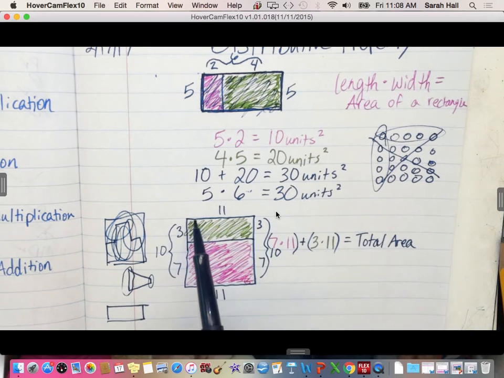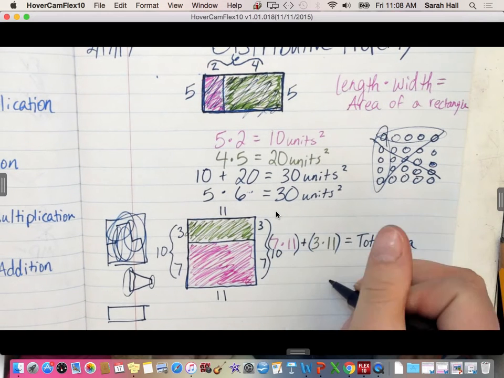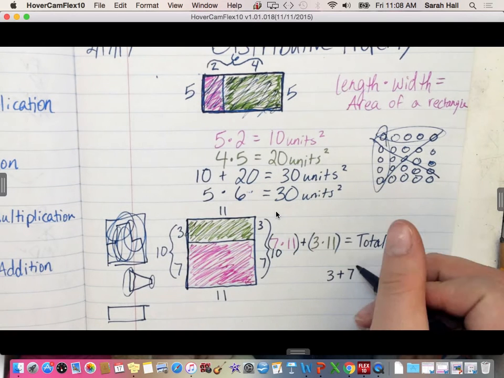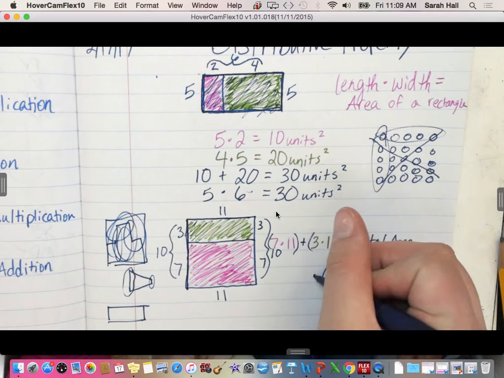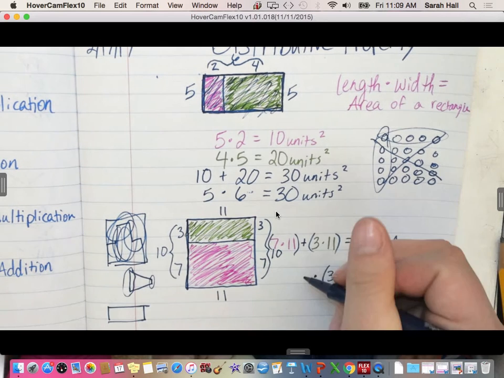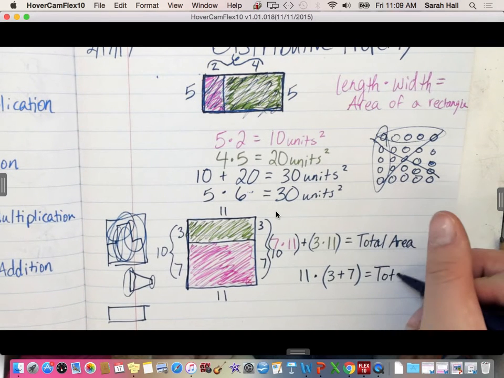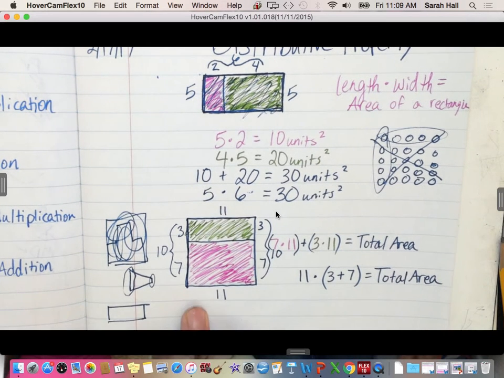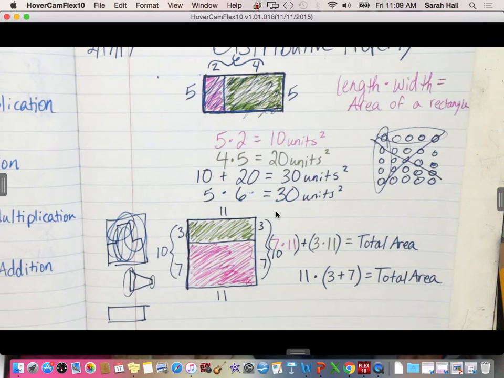So what over here is being broken apart? The side is being broken apart into 3 and 7. So if I take 3 plus 7, which gives me that whole side, what do I have to multiply that 10 by? The other side, 11. Would this also tell me total area? Yeah. If I take 7 plus 3, which is 10, and I multiply it times 11, I'm doing side times side, would give me 110.